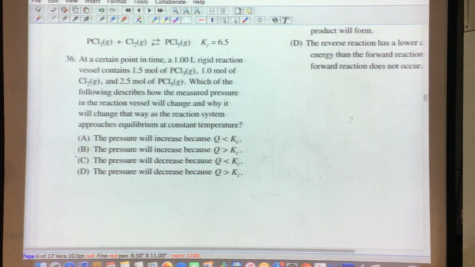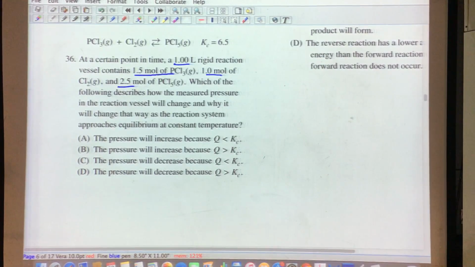Number 36, classic question. Classic. So you will see Q versus K in so many different ways. This one is an obvious question. At a certain point in time, a 1 liter rigid container has these amounts of moles of gases. Now you notice it's in 1 liter, so I can get molarities pretty simply. The molarities are the moles, because it's mole over liter. Which of the following describes how the measured pressure in the reaction will change and why it will change?